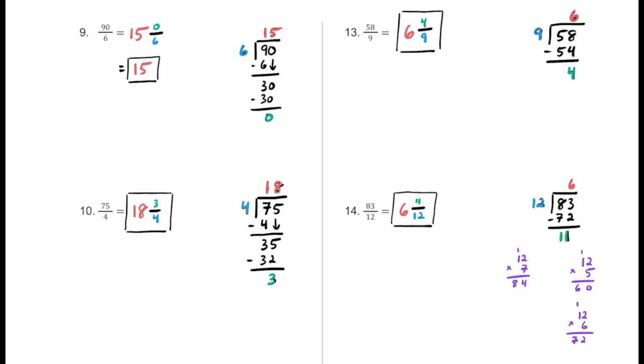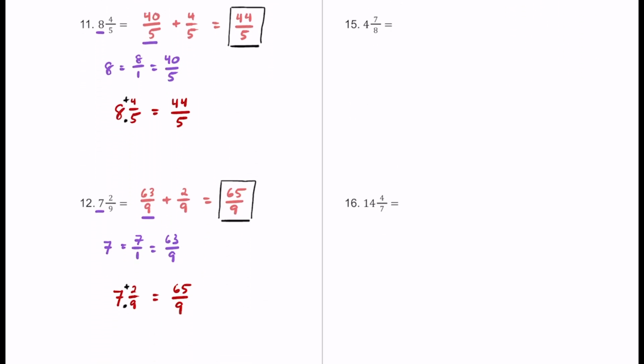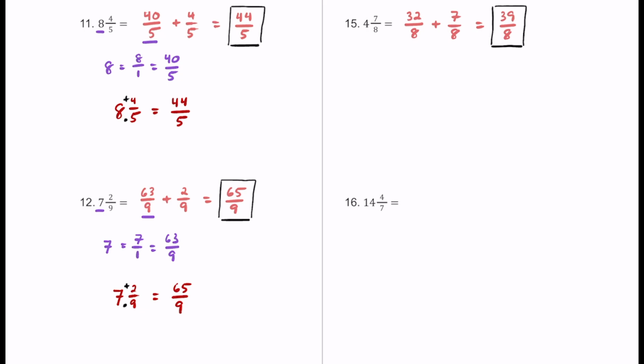All right, last couple problems here. We have a mixed number for number 15. So for number 15, let's take this whole number 4. 4 times 8 is 32. So 4 must be the same thing as 32 over 8 plus another 7 over 8. So 32 over 8 plus 7 over 8 makes 39 over 8. All right, so just like that, we should have our improper fraction version, okay?